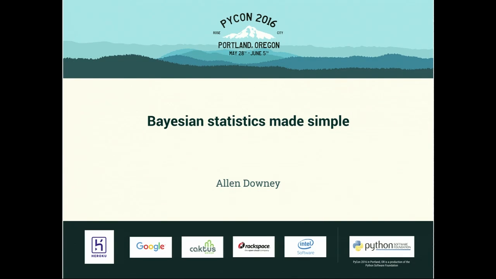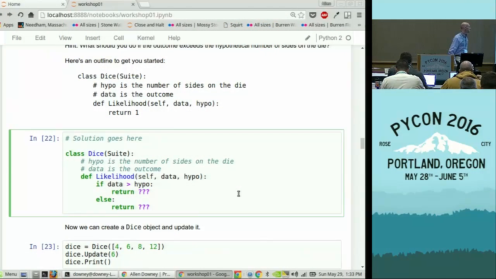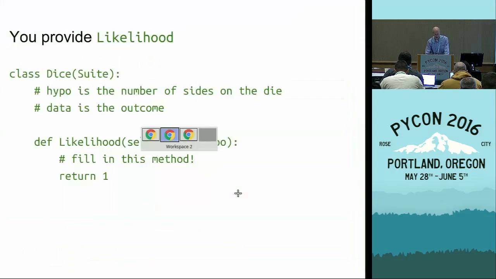Left off, this is the exercise that you were working on, and I filled in part of the solution. Let me just recap a little bit to remind you how all this is going. We've created a new thing called dice. We've inherited from suite, and that means that we got the update function that I showed you in the slides.